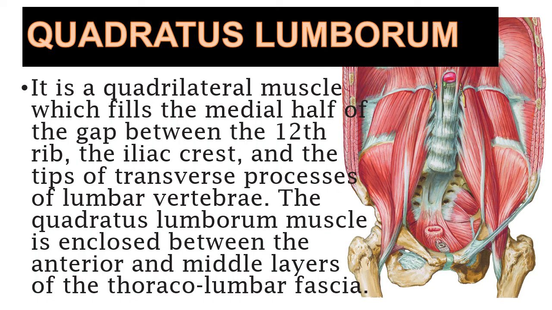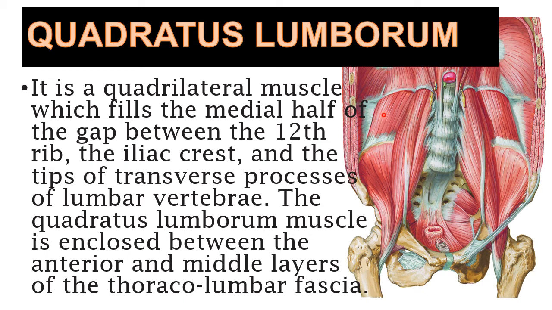So next muscle is quadratus lumborum. This is a quadrilateral muscle which fills the medial half of the gap between the 12th rib and the iliac crest. 12th rib and the iliac crest. It is attached to the tips of the transverse processes of the lumbar vertebrae.